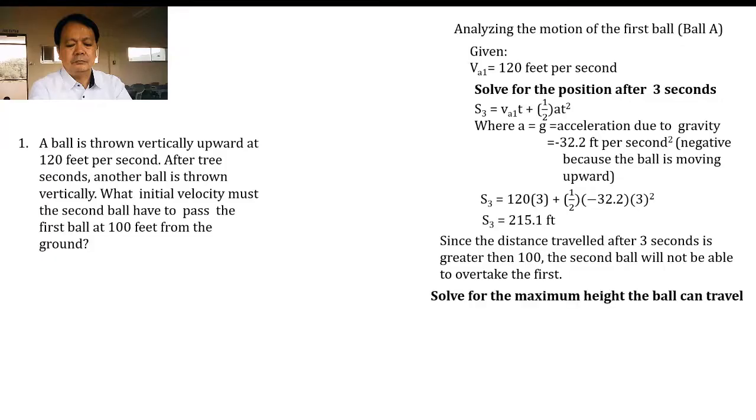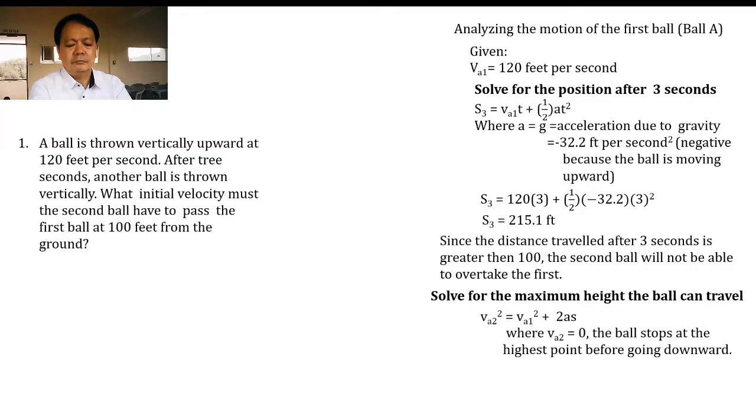Kaya ipakita natin yung senaryo. Solve natin yung maximum height kasi ang tanong, kailan siya pababa na ba siya o pataas pa? Okay? Ang maximum height na makukuha natin using the second formula that we have is v sub a2 squared equals v sub a1 squared plus 2as, kung saan v sub a2 is the final velocity of the ball. Ibig sabihin, ito yung velocity ng ball dun sa pinakamataas niyang position. And this is already equal to 0 because the ball stops at the highest point before going back downward.